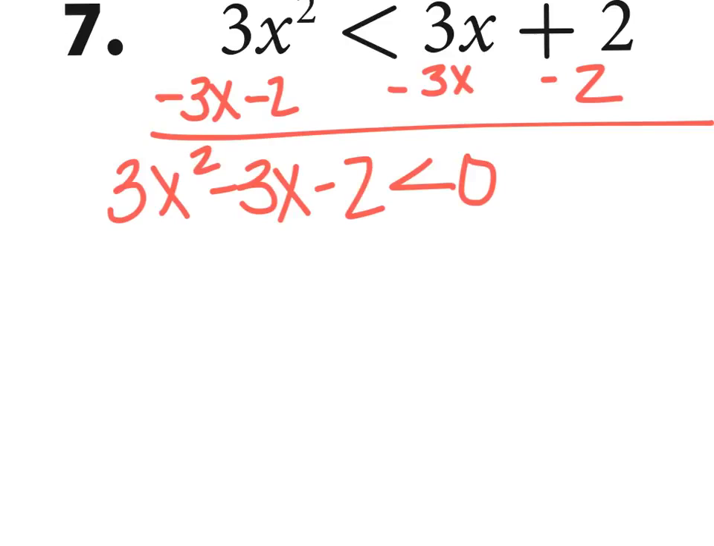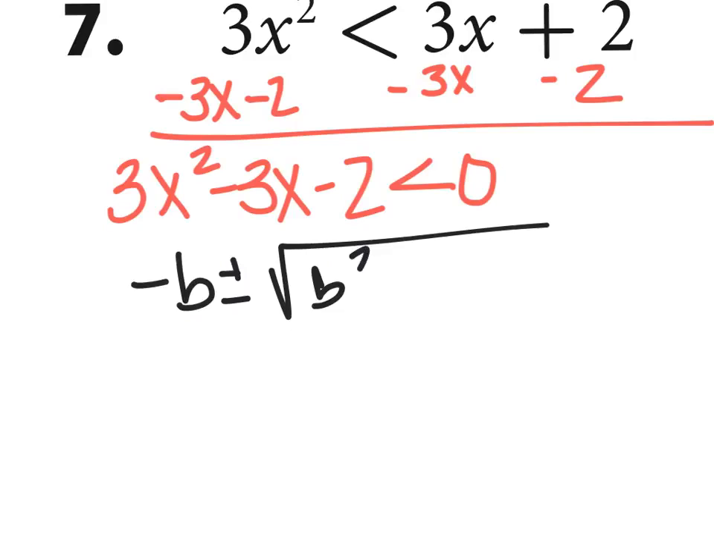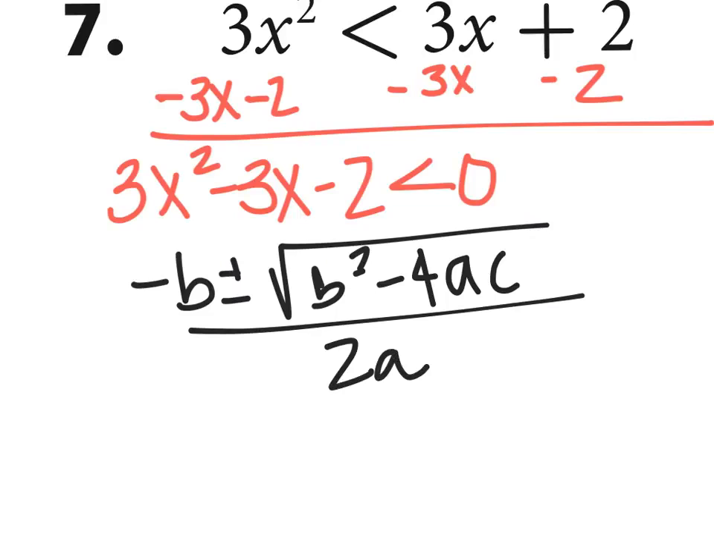Can I factor that? I cannot. So I have to use what? Quadratic formula or complete the square. I think most of you probably prefer quadratic formula. Yes. So if I'm going to do the quadratic formula, I have negative b plus or minus the square root of b squared minus 4ac all over 2a. And then I start plugging in stuff.